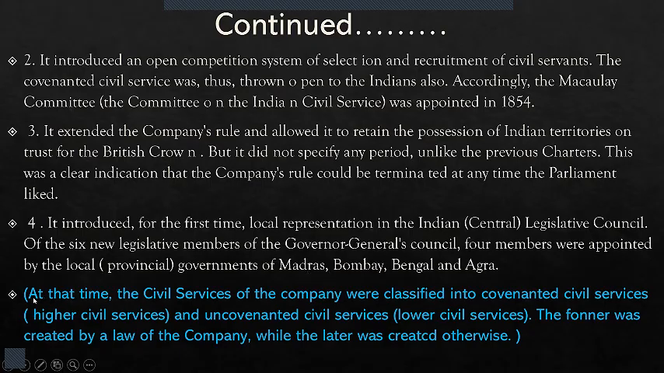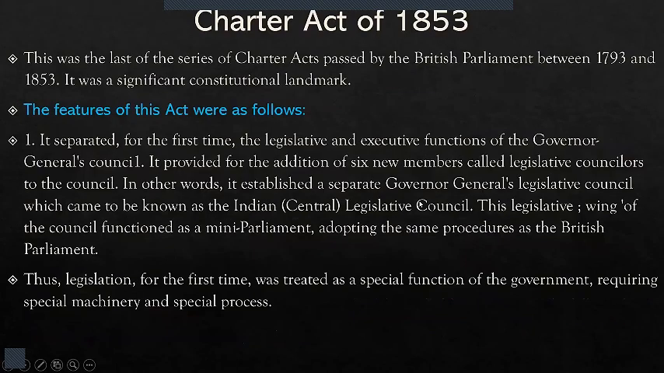Okay, and the last one is, at that time the civil services of the company were classified into covenanted civil services, higher civil services, and uncovenanted civil services, lower civil services. The former was created by a law of the company, while the latter was created otherwise. Okay, so this is how things happened. This is where the company's rule ended.